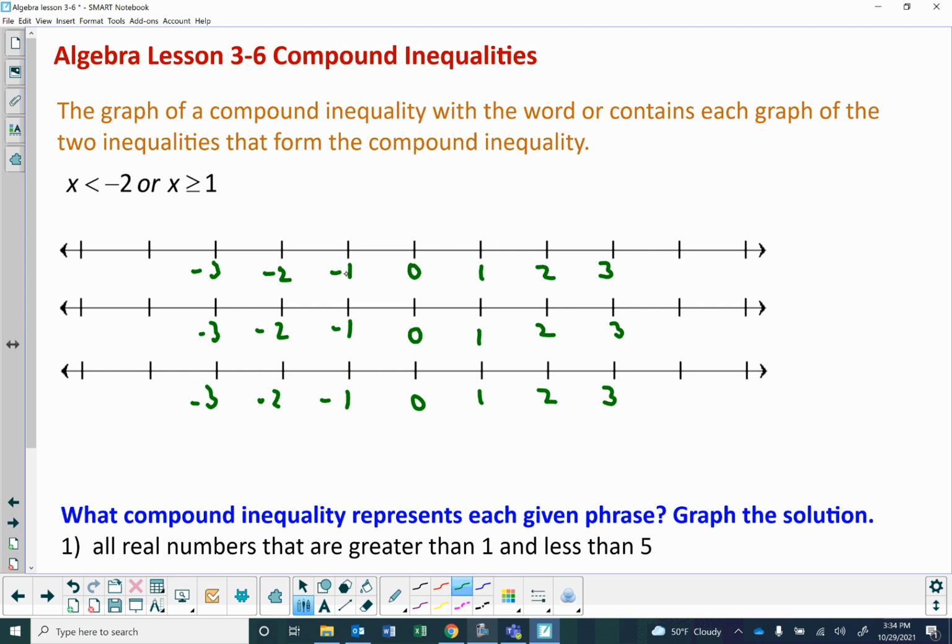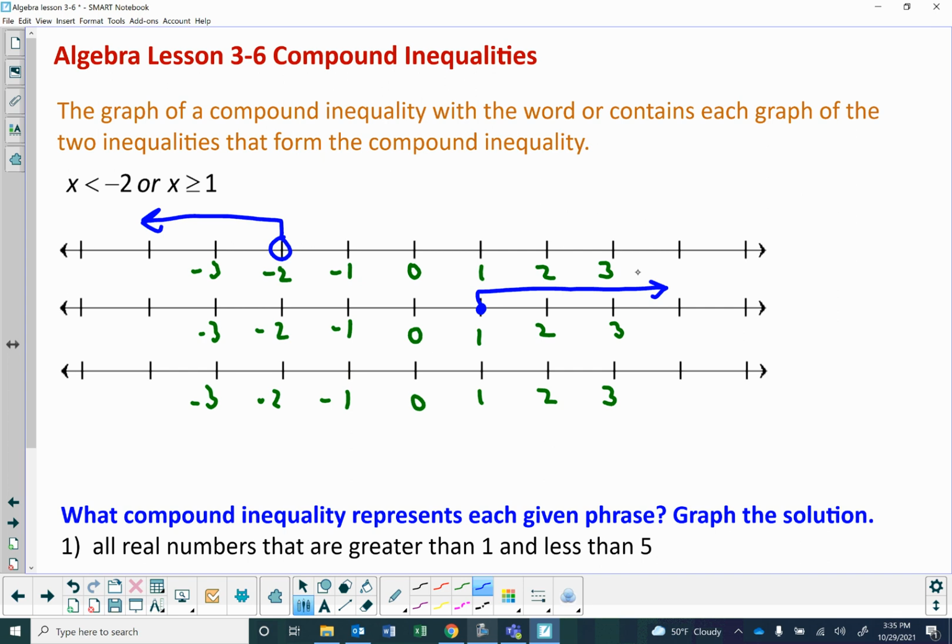So if I say x is less than -2, less than means that it's not including -2. So x is less than -2 is an open circle at -2 with a line going left here. Or x is greater than or equal to 1. Well, greater than or equal to means it's a closed circle, and it's here, going to the right. So if I combine the two of those on the same graph, it would be where the two of those things are on the exact same graph.